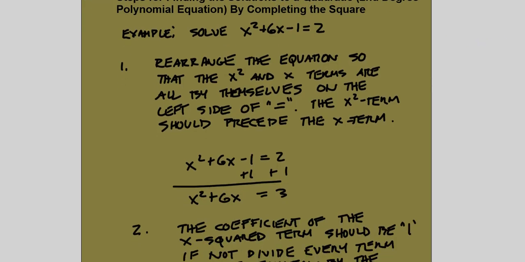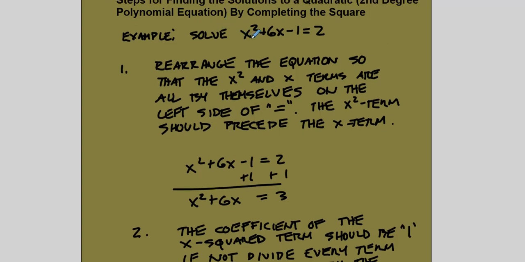So we're going to take this example problem, x squared plus 6x minus 1 is 2. It's a quadratic because the highest power exponent is 2. That's x to the first. Technically, that's x to the 0. So first thing, when you complete the square, is you rearrange the equation so that the x squared and x terms are all by themselves on the left side of the equal sign. The x squared term should precede the x term.